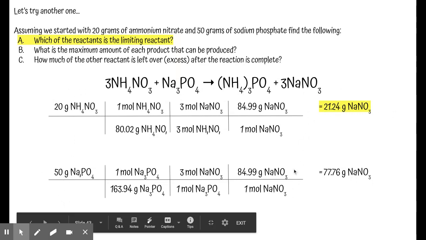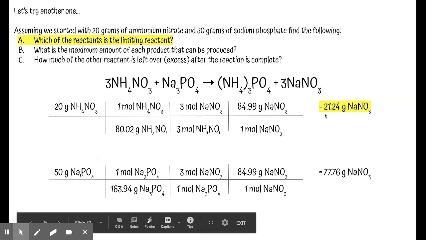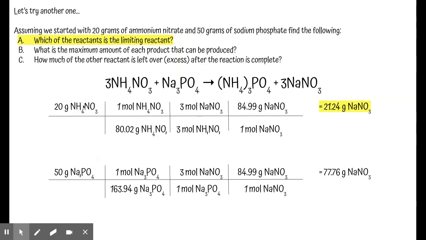So judging off of this, you would choose the ammonium nitrate as your limiting reactant, okay, because there's not enough of it to produce as much as the other reactant, okay? So you are limited by this one because it's going to run out and the reaction will stop. So you can only make 21.24 grams of your product using this reactant, so that is the limiting reactant, okay?